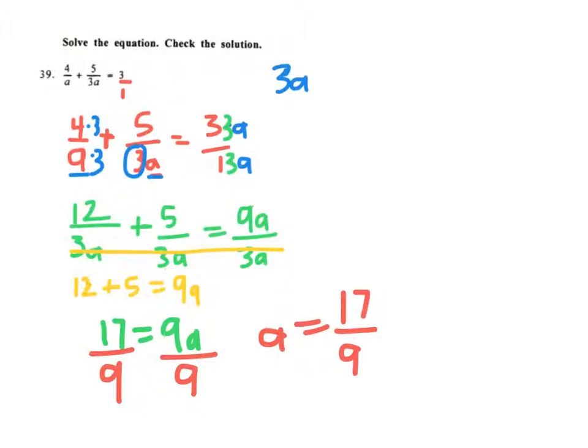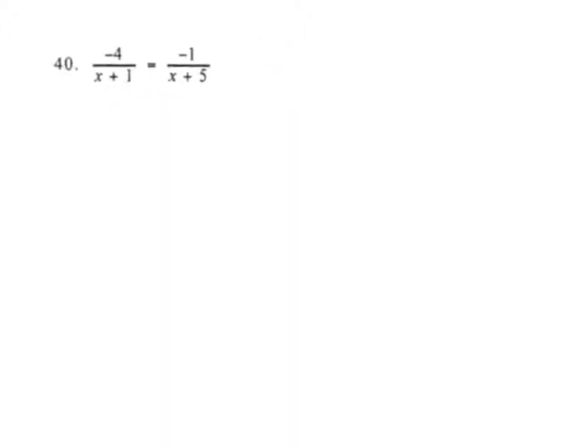Now to check your solution, you're just going to type each number into your calculator. You're going to plug it in for a. So I'm going to check that 4 over 17 over 9, turn it into a decimal, plus 5 over 3 times 17 over 9 equals 3. But you can go ahead and do that on your own. But again, your answer would be 17 over 9. And you can turn that into a decimal, it's totally fine.